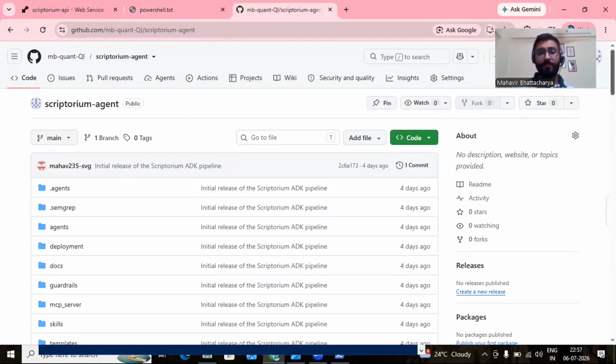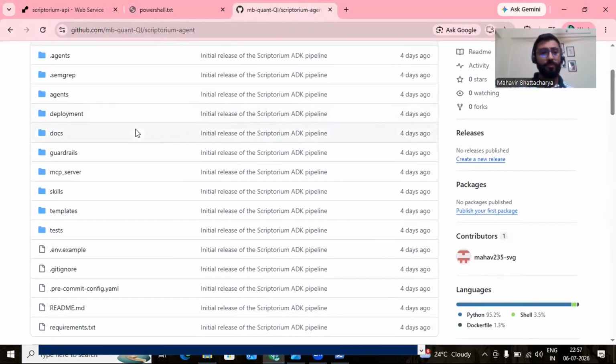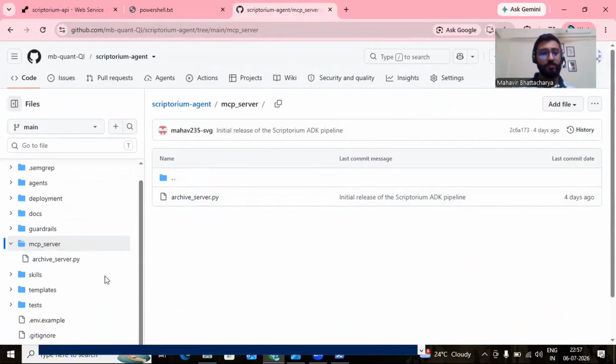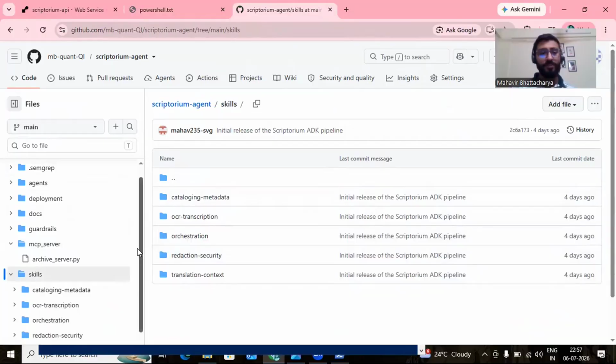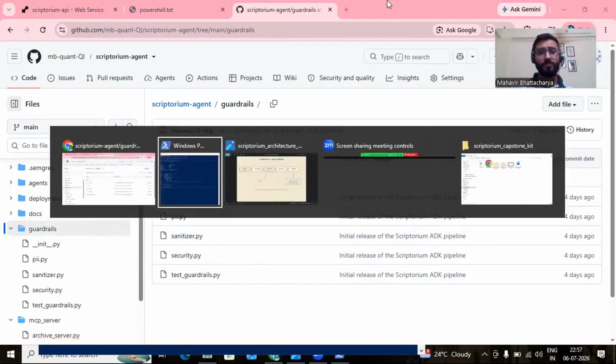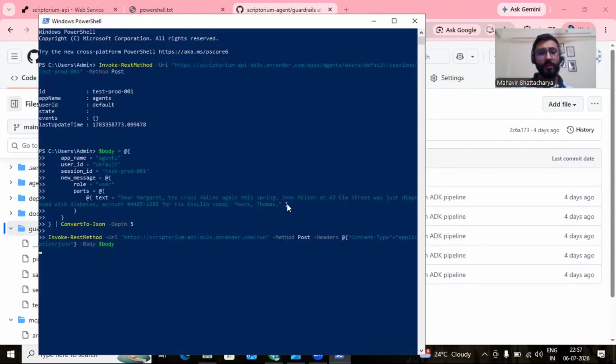And here is the Git repo where we have the MCP server, the script for the MCP. We have all the skills files. We have the guardrails in place, all the script for the guardrails. It is still running.